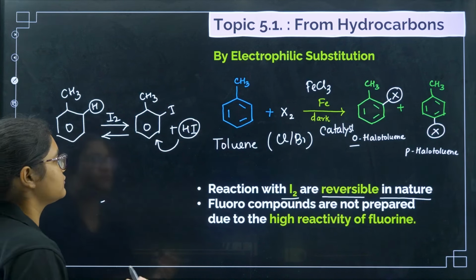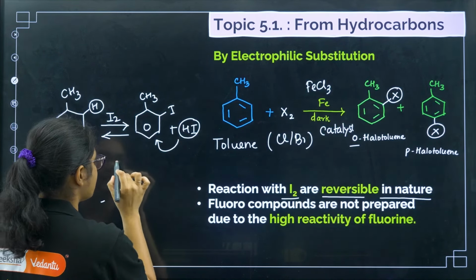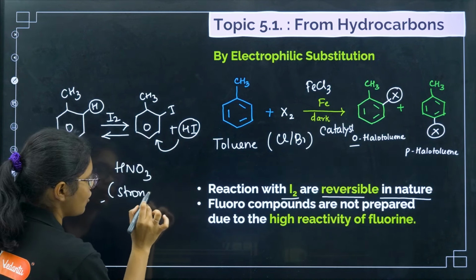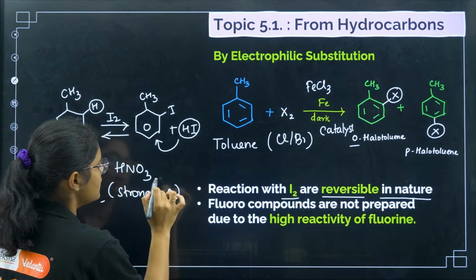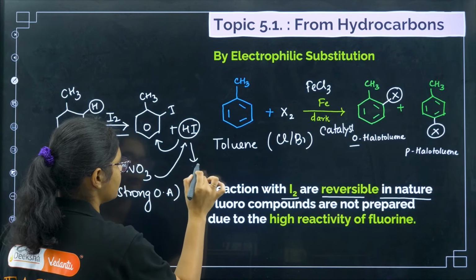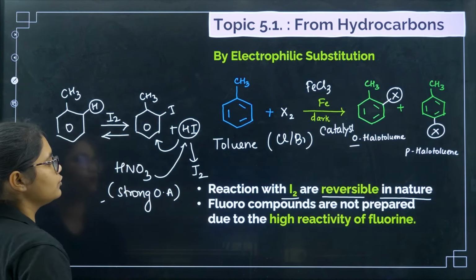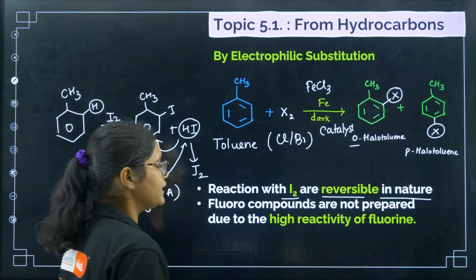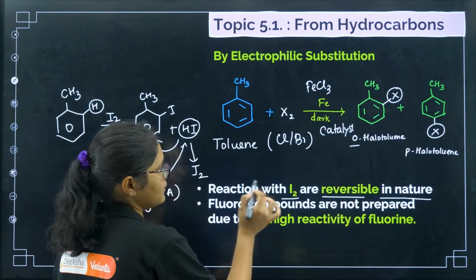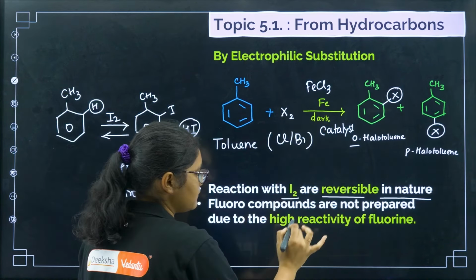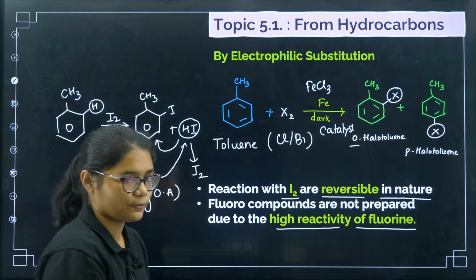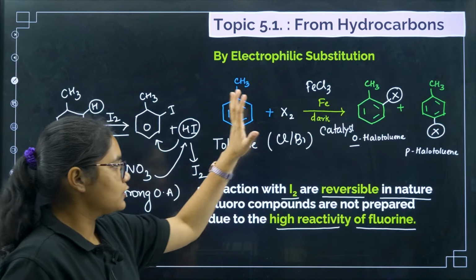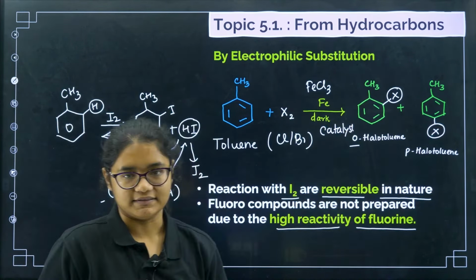So what do we have to use if I want iodo compounds? I should use HNO3, which is a strong oxidizing agent. This will convert HI to I2, and then the backward reaction cannot happen. Only the forward reaction will continue. You cannot take F2 here because of the high reactivity of fluorine. So chlorobenzenes and bromobenzenes are the ones that are very easy to prepare by this method.